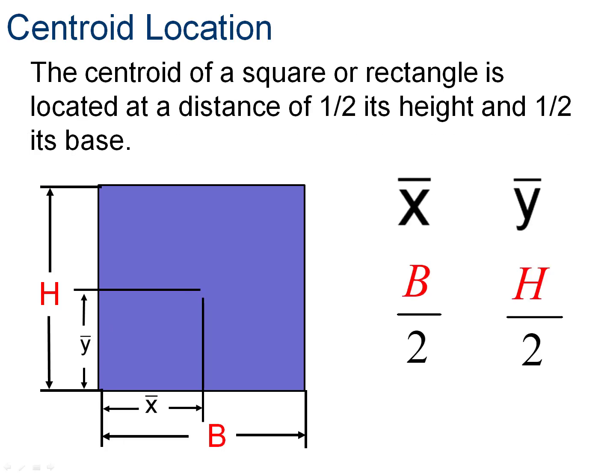If we look at a simple square or rectangle, it's really easy to find that symmetry line. It's always in the middle of it. So all we do is take the base divided by 2. That is the X bar location. And we take the height divided by 2. That is the Y bar location. All of these formulas are located in your formula sheet. And there's our centroid.